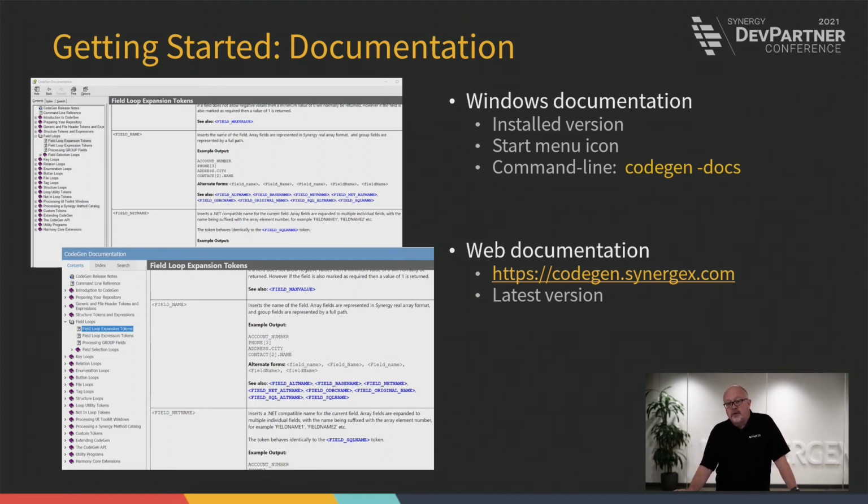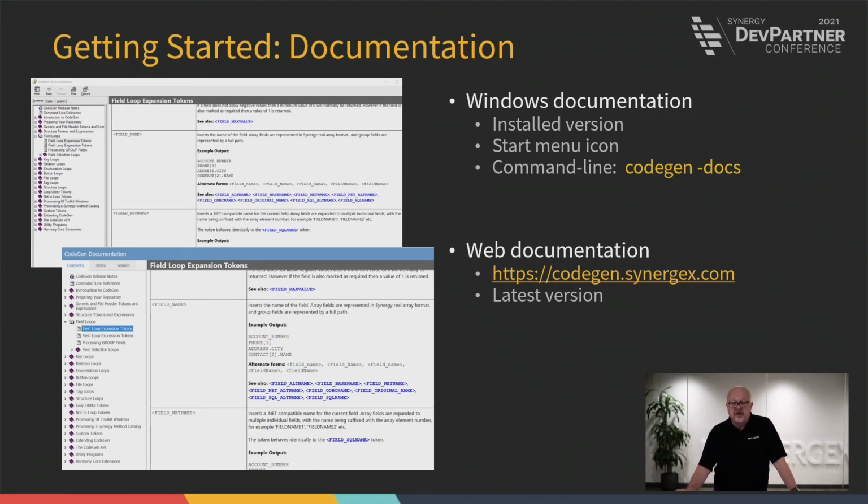You have two options. When you install CodeGen from our installer, you will be provided with a Windows help file. You can access that either through a start menu icon. So in the start menu, there'll be a CodeGen folder with documentation in there. Or you can do it from the command line. If you type CodeGen space -docs, it will display the Windows documentation for you. Or you can just pick up a browser and go to codegen.synergex.com, and that will give you basically an HTML version of the documentation. It's got exactly the same structure and content.